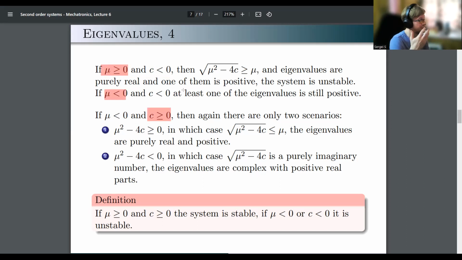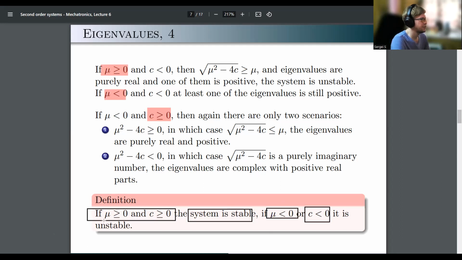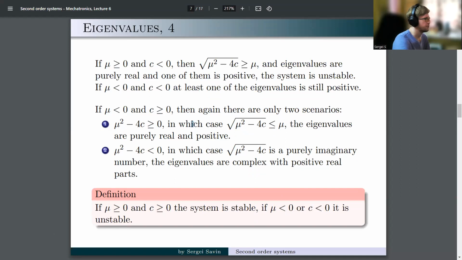We required this analysis to prove it to ourselves. And here is the final result that I presented to you at the beginning. If those two guys are positive, the system is stable. If one of them is negative, the system is unstable. Any questions so far? Okay, let's go on.